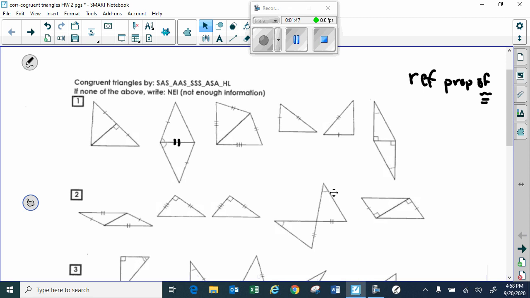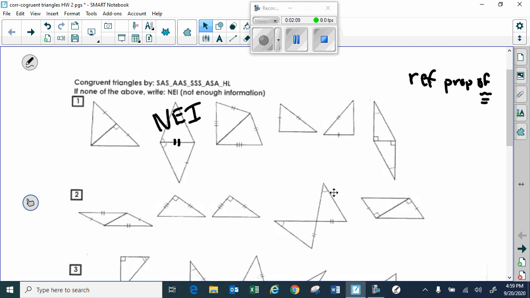All right, so if we finish off that problem, if I look at the top triangle here, I have an SAS. But in the bottom triangle, do I have SAS? No, I do not. I have an SSA. Remember, there is no SSA. So this answer would be NEI. Not enough information.